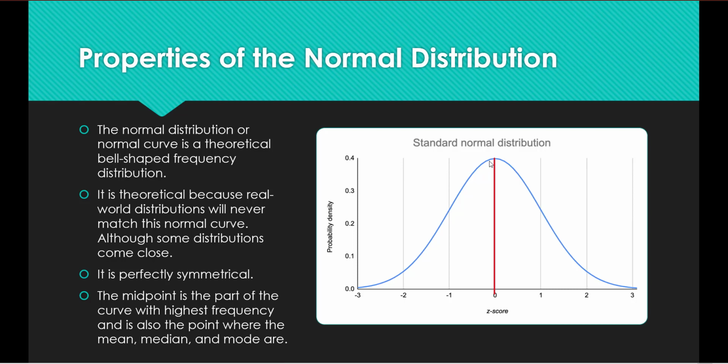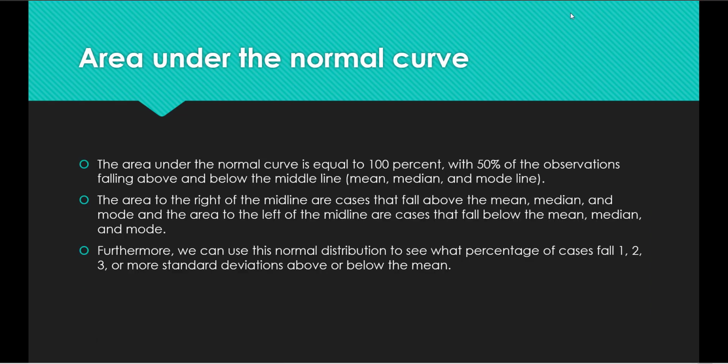The midpoint evenly divides our distribution such that 50% of the cases are on the right of this midline and 50% of the cases are on the left. What this means is that the area under the normal curve equals 100%. The area to the right of the midline are cases that fall above the mean, median, and mode, so you're above average. The cases to the left are those that are below the mean, median, and mode.